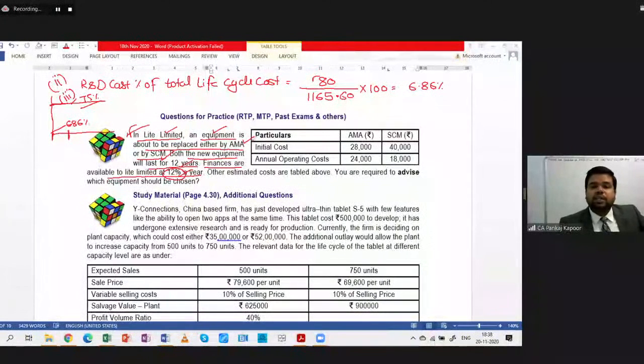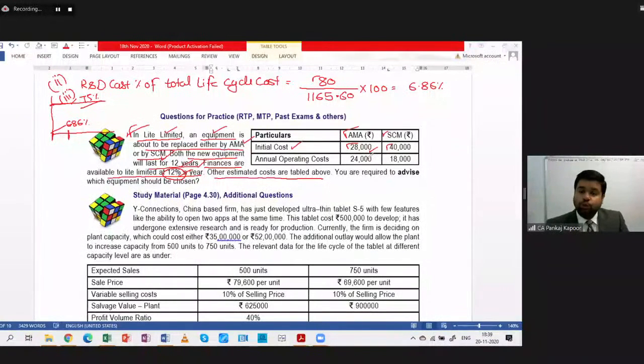In the Light Limited, an equipment is about to be replaced either by AMA or by the SCM. Both the new equipment will last for 12 years. So the life of both the equipment is 12 years, and the discount rate is 12%. Other estimated costs are tabled above. AMA's initial cost, the cost of purchase, is 28,000, and the SCM's cost of purchase is 40,000. If any layman who is not aware about life cycle costing, what will he say? AMA is cheaper than SCM. Buy it. It is for 28,000 rupees only.